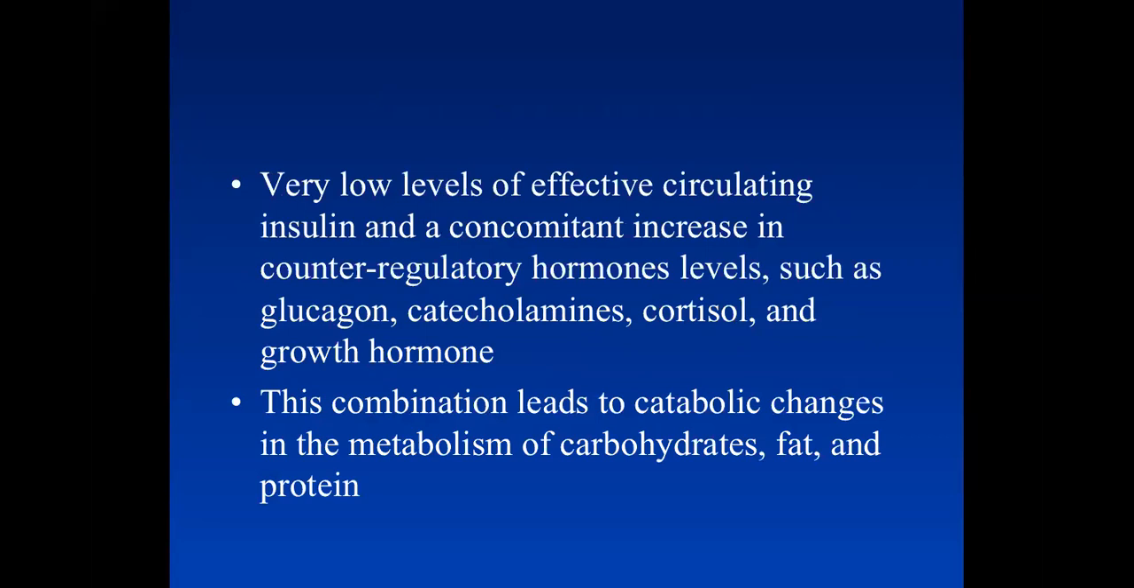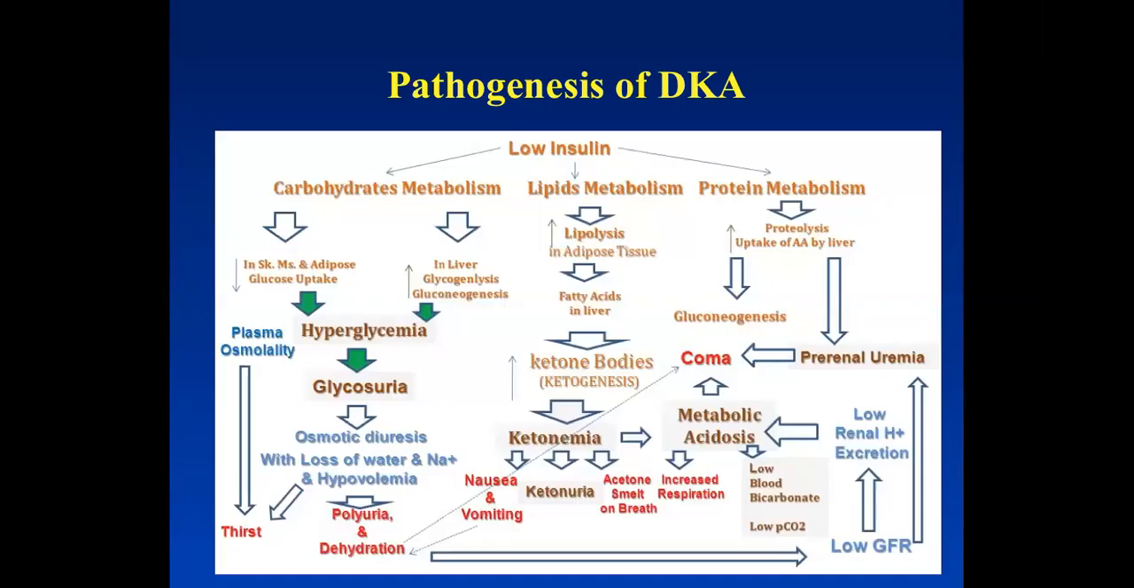So what they have is very low levels of circulating insulin in the blood, and because of that, an increase of counter-regulatory hormones such as glucagon and catecholamines. This leads to catabolic changes in the body, all the catabolic processes you learned: carbohydrate metabolism, fat metabolism, protein metabolism. So this leads to a catabolic state in the patient.